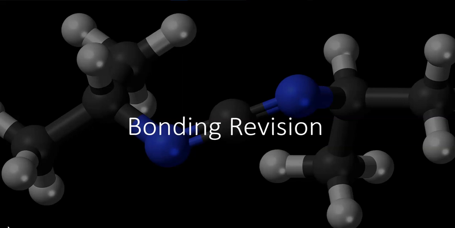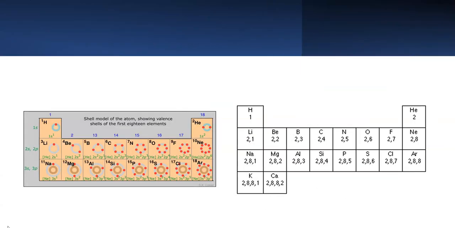In this video we're going to be revising some of our work on metallic, ionic and covalent bonds. Before we can start that, we just need a reminder of the periodic table and the arrangement of the periodic table. So we've got two diagrams here of the first 20 elements from the periodic table.